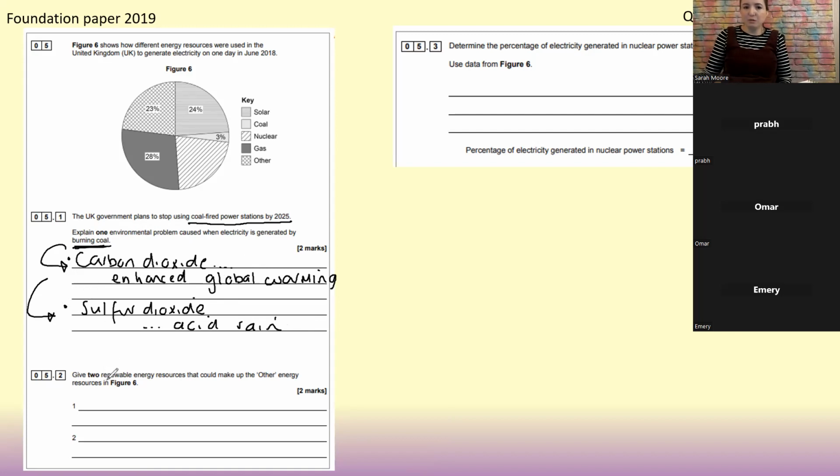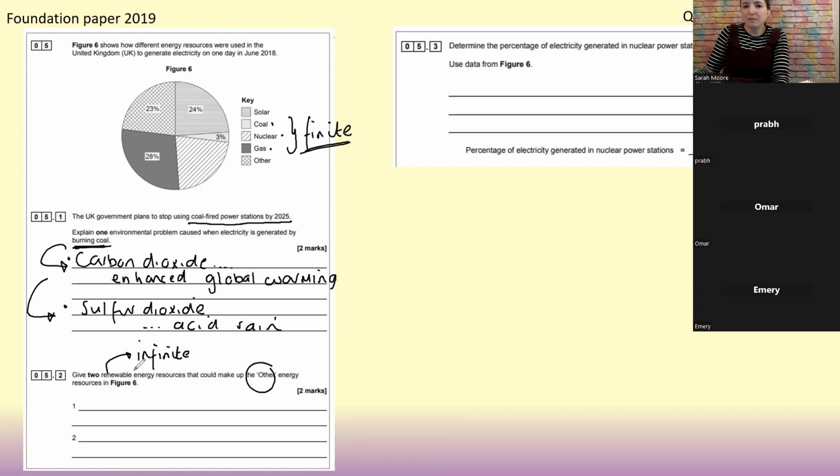We needed to give 2 renewable energy resources that could make up the other category. So renewable energy resources are those which are described as infinite, so we can continue to use them time and time again to meet our energy needs. Coal, oil, and gas, these are non-renewables. Nuclear actually is non-renewable as well. People often think that nuclear is renewable for some reason. Coal, gas, also oil, and nuclear, they are all described as being finite. So one day they will run out.